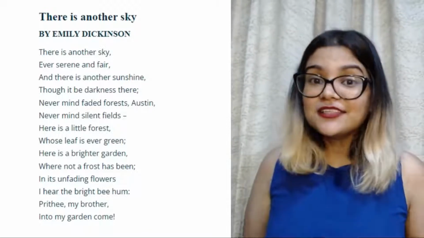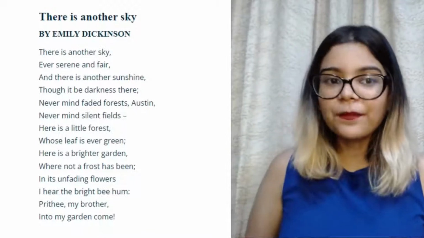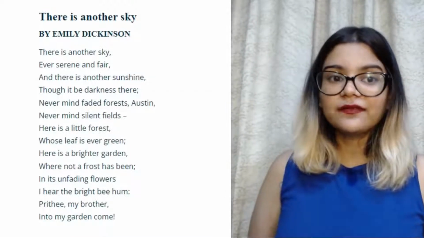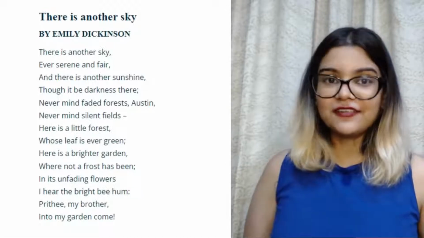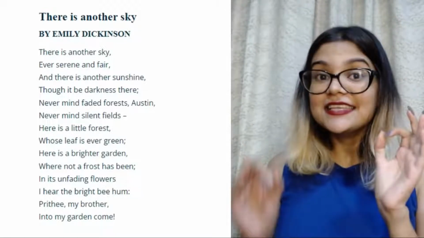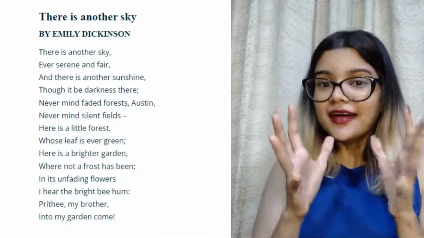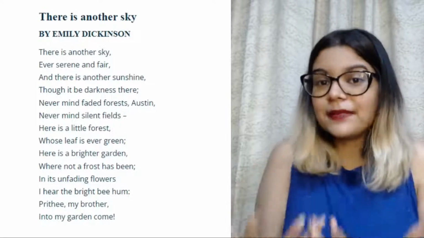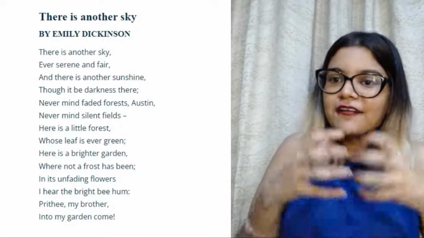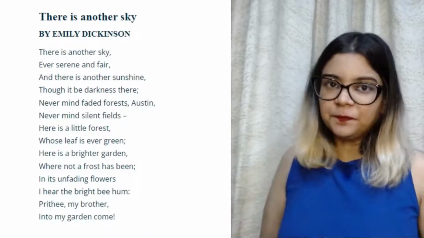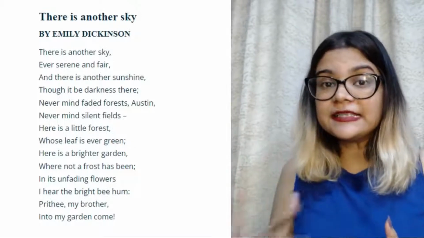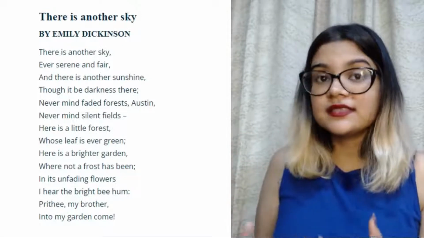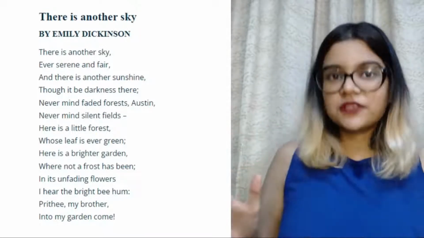There is another analogy, there's a biblical reference in this poem. Whose leaf is ever green where not a frost has been, its unfading flowers. These three lines have a biblical reference where Emily Dickinson is comparing her world to the Garden of Eden. Garden of Eden is basically in the Bible. Garden of Eden has a very significant importance. It shows that time has stopped.